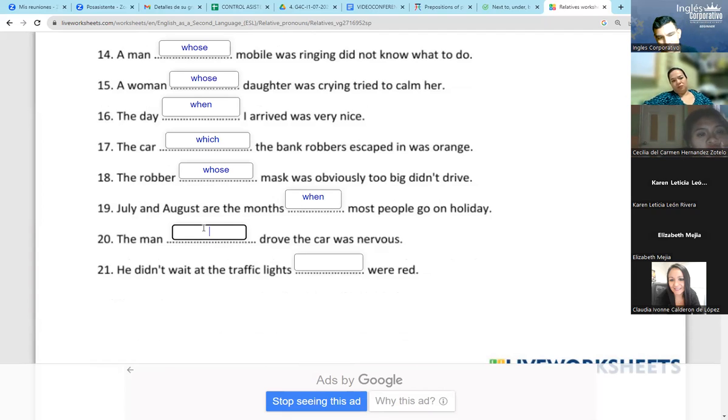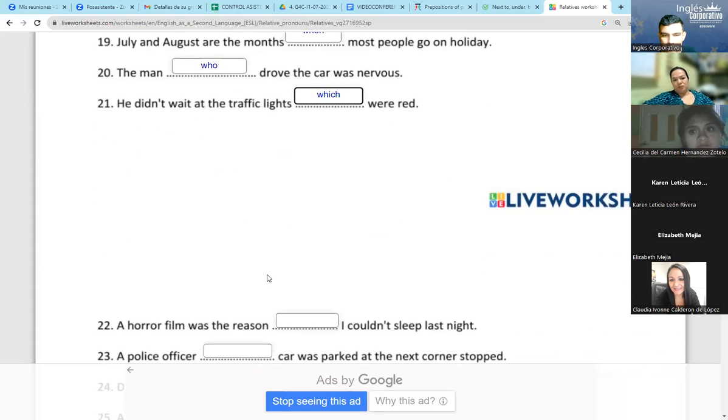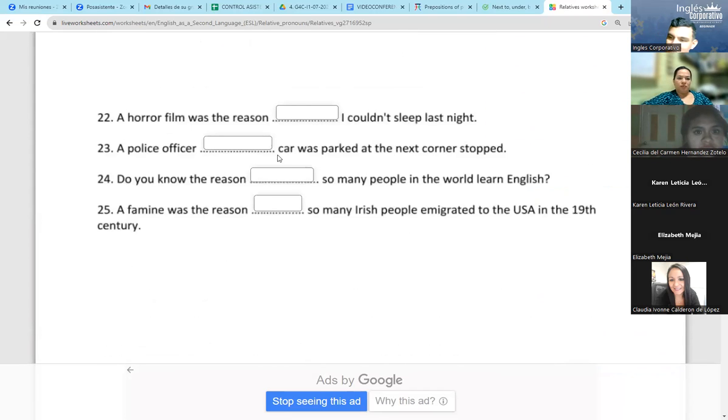when most people go on holiday. The men who drove the car were nervous. He didn't wait at the traffic lights, which were red. Okay. My God. A horror film was the reason why I couldn't sleep last night. A police officer whose car was parked at the next door stop. Do you know the reason why so many people in the world learn English? Why? A famine was the reason? Why? Okay.